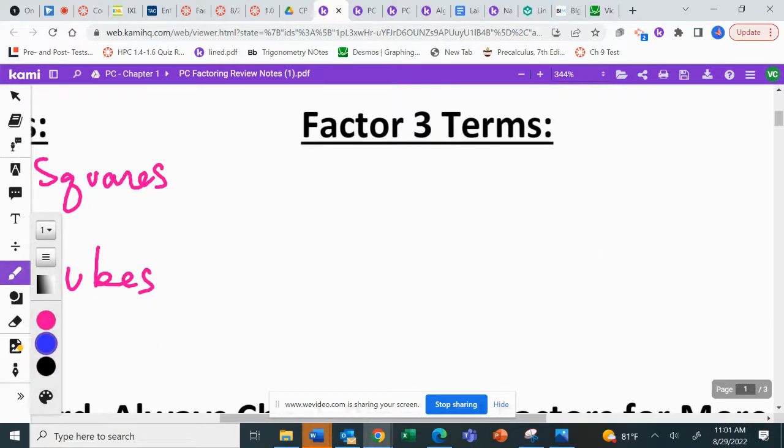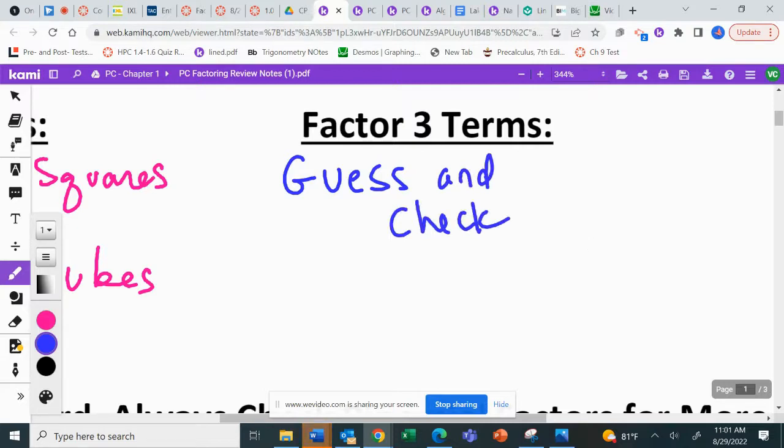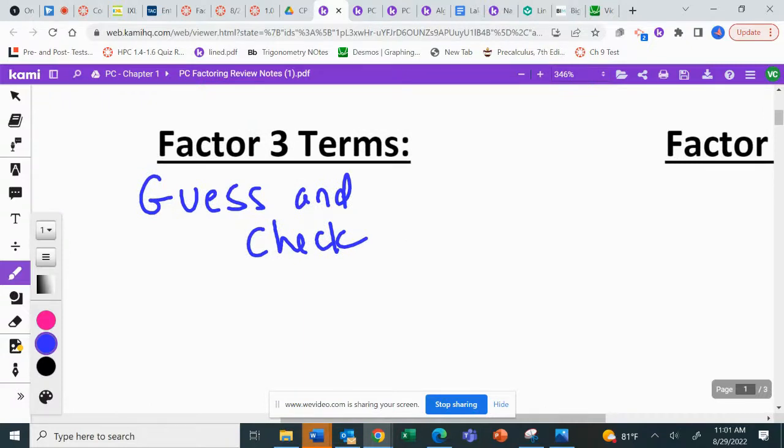If you have three terms to factor, I'm going to do that by guess and check. It's literally guess and check. Like, we're going to guess stuff and check it. It's not just completely 100% guess. There's some thought process behind the guess and check, but it's basically guess and check. And we'll talk about tips to help you with that.